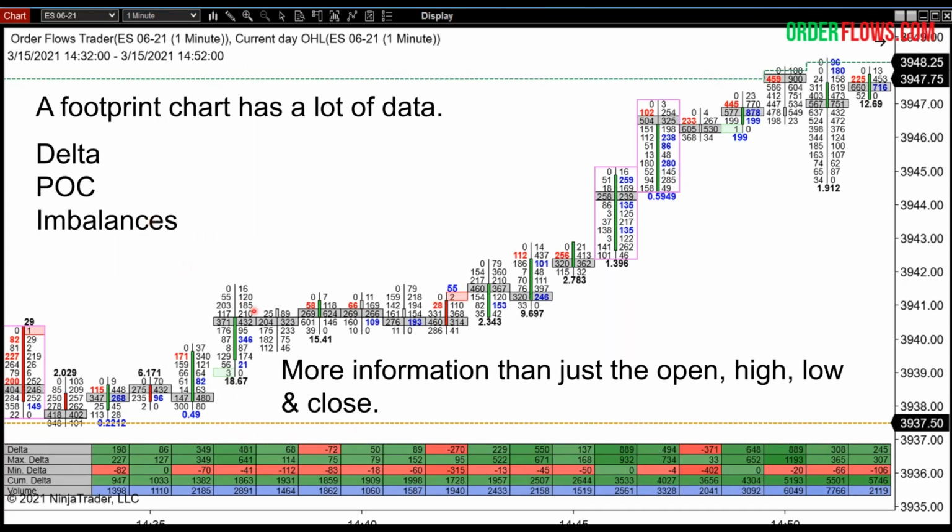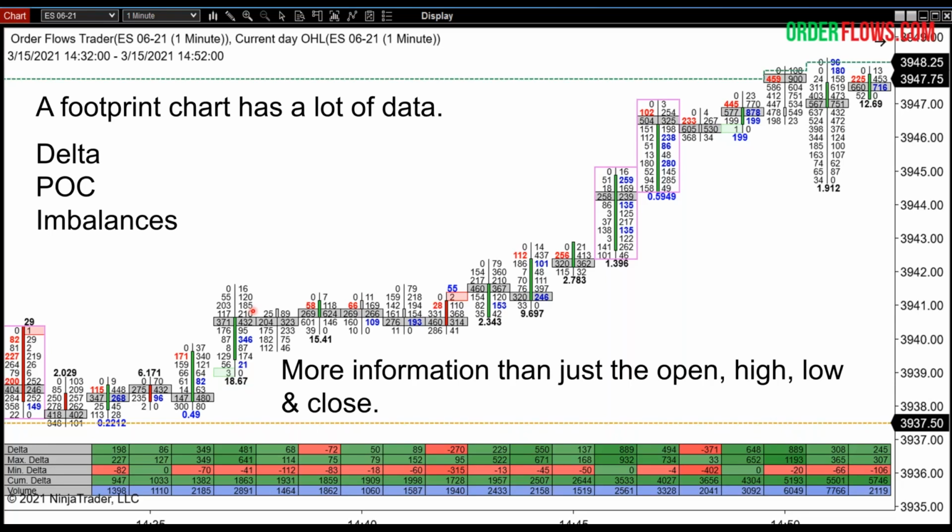You're also going to see imbalances, areas where there was more aggressive buying than aggressive selling, or vice versa, more aggressive selling than aggressive buying. And all this information, delta, point of control, and imbalances, for the longest time was really all that people looked at in the order flow. And it's good information, because imagine you have open, high, low, close, which everybody looks at. But if you can take it a little bit deeper, with delta, point of control, and imbalances, you're going to start to understand how the market is trading.